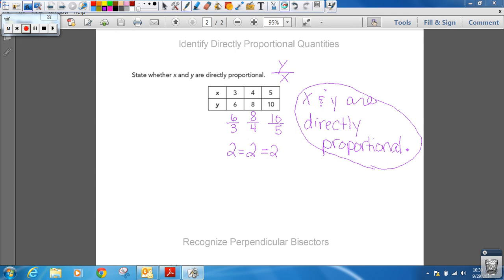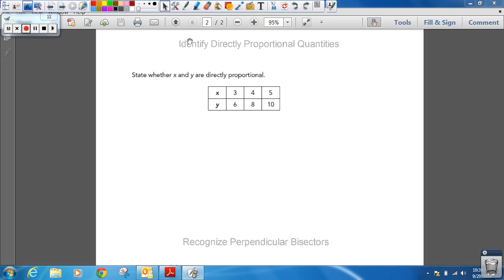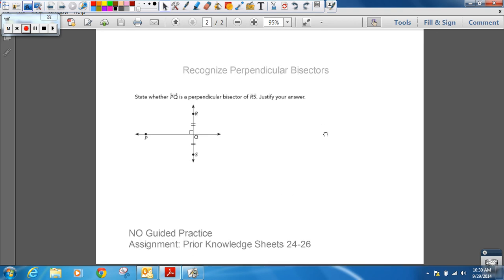And our last type of problem for today is talking about perpendicular bisectors. So we need to recognize perpendicular bisectors. There are 2 things you need to remember. In order to be perpendicular, that means they have to intersect at 90 degrees. Bisector means that it cuts it into 2 congruent parts. And remember, that's our symbol for congruent.